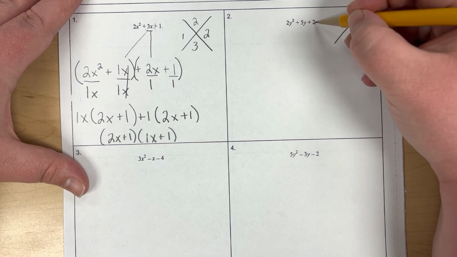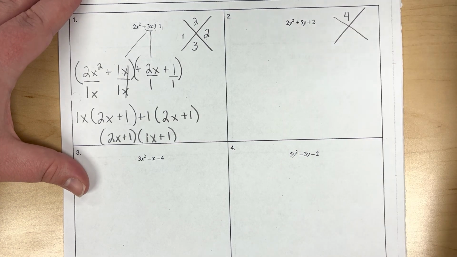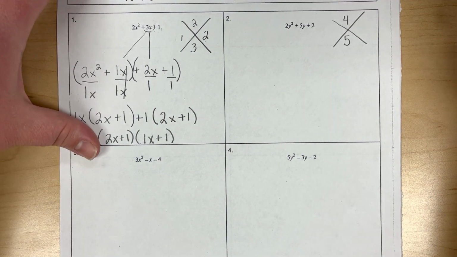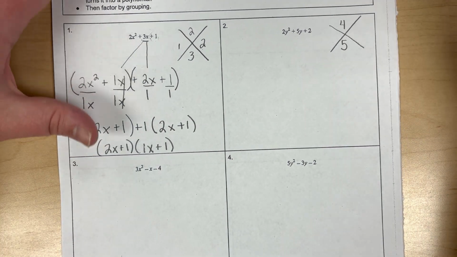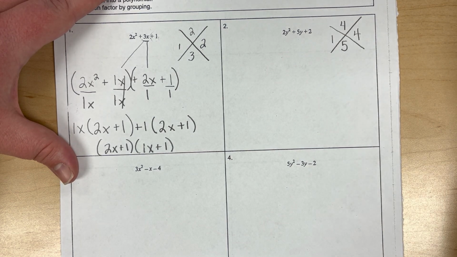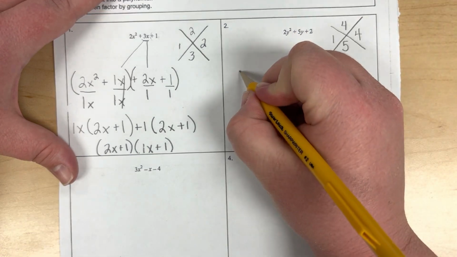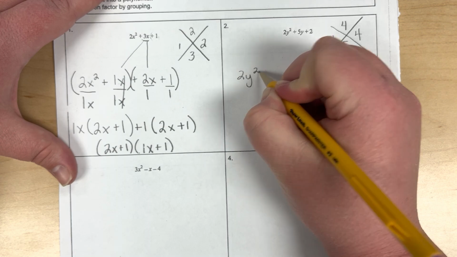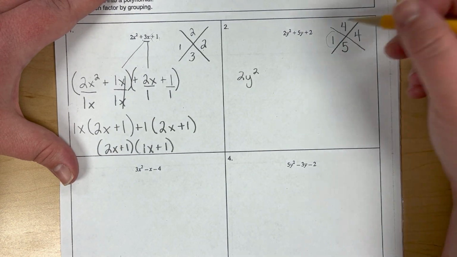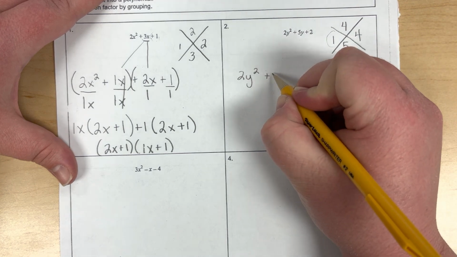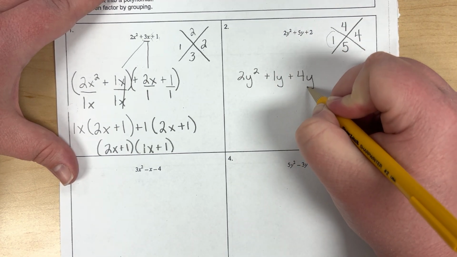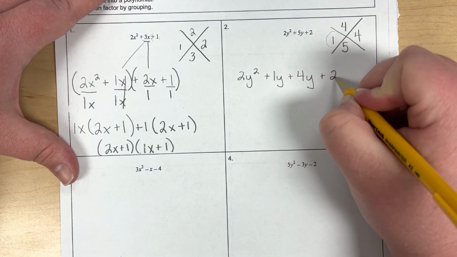I multiply a and c to get 4 in the top, and 5 comes down to the bottom. Now, the only factors of 4 are 1 and 4, 2 and 2. And 1 and 4 is the one that's going to give me 5, so that's what I'm going to use. Keep the first term the same, so 2y squared, and split the middle using what you just got from your big X. So that's plus 1y and plus 4y, and then bring this 2 down as well.